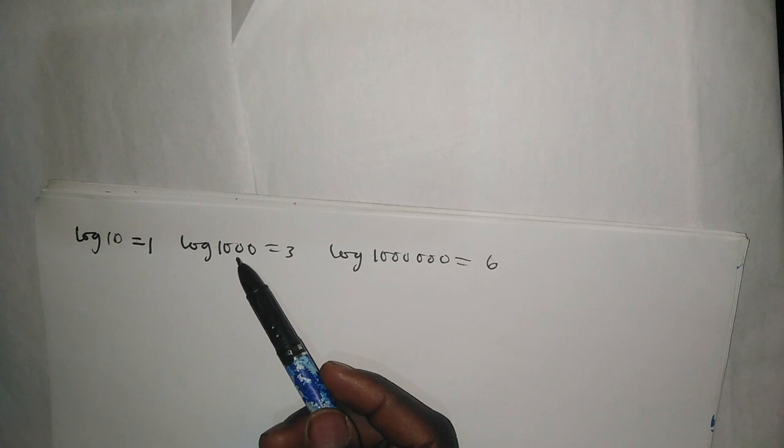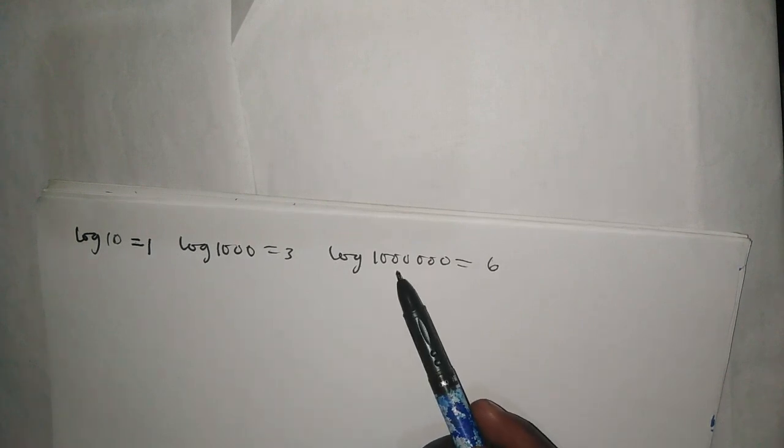Another easy way to find out the evaluation is to simply count the zeros. So in this first case, we have 10 raised to power 1, we have only 1 zero. In the second case, we have 10 raised to power 3, we have 3 zeros. In this third case, we have 10 raised to power 6, we have 6 zeros. So that is another easy way to find out.